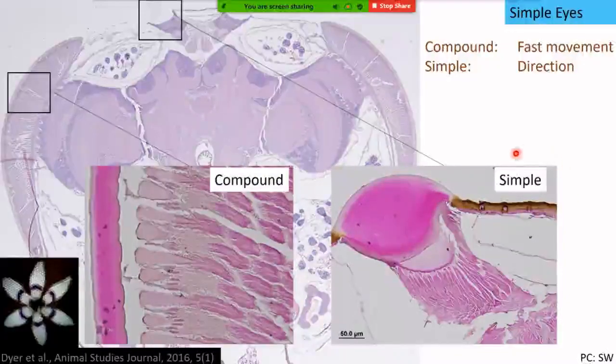With the simple eye, however, they are able to direct their flight and sense the direction of the sun above them. So they need these eyes to work in cohesion for their fast flight and targeted approach to finding the flowers that they are after in the environment.